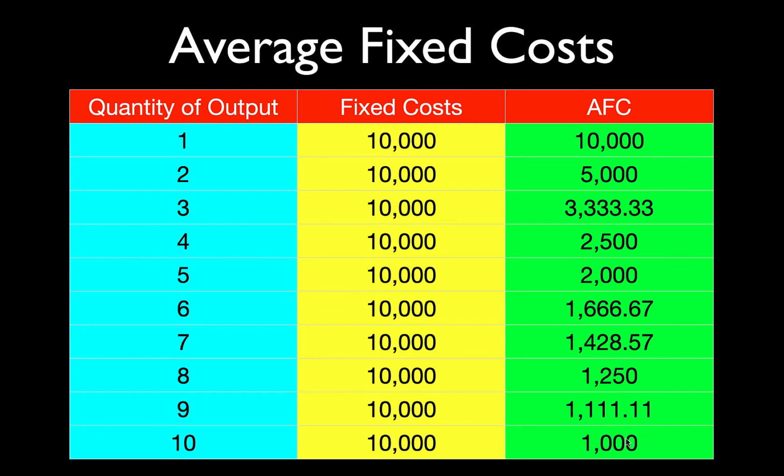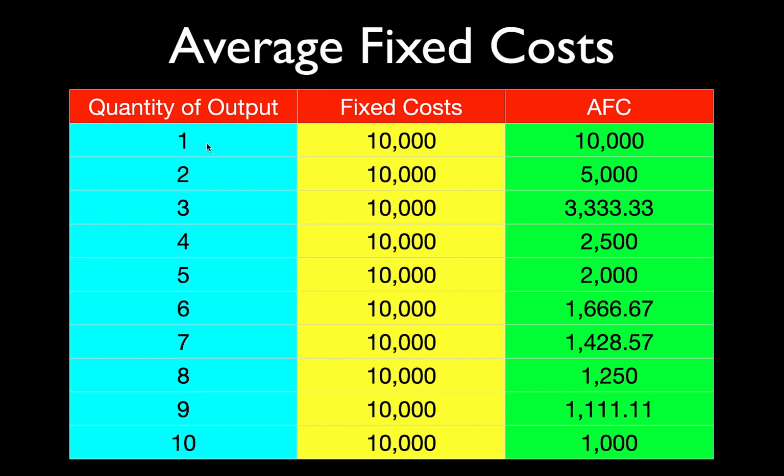Okay, so therefore, as we produce more and more units, we are dividing a constant number, a number that doesn't change, by a consistently bigger and growing number. There are 2 ways to make a fraction smaller. One is you reduce the size of the top line. Well, fixed costs are on the top line. They're the numerator. So therefore, they're not going to change because that's the definition of them.